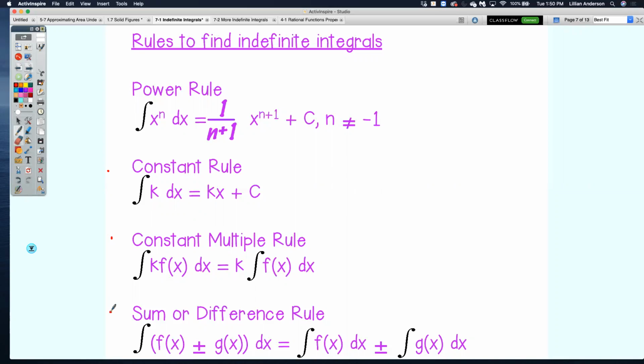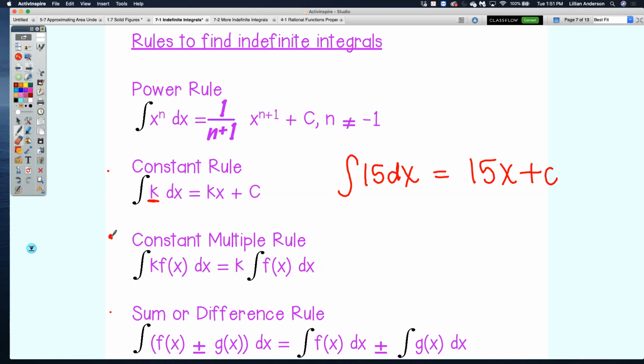You have the constant rule. The antiderivative of any constant k dx is equal to kx plus c. So anytime you have a constant that you're taking the antiderivative of, it's always that constant times x plus c. So if you see the integral of 15 dx, what's the antiderivative of that? 15x plus c. Because remember, you can always take the derivative of 15x and you will get 15, the original function. That's the constant rule.